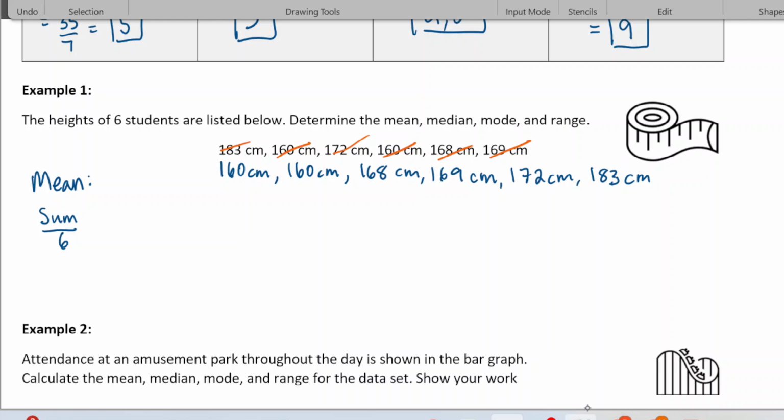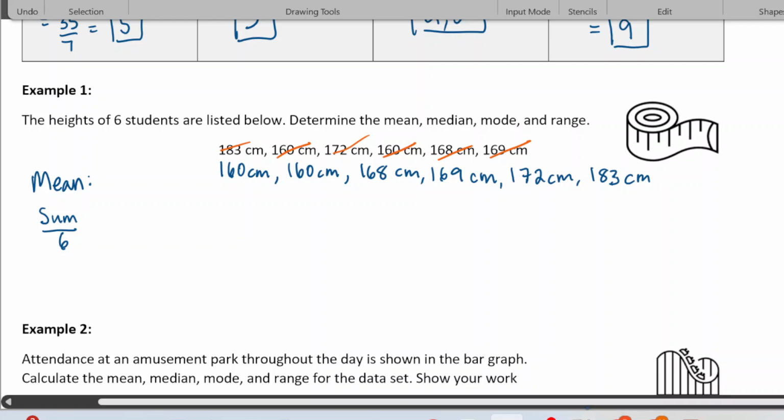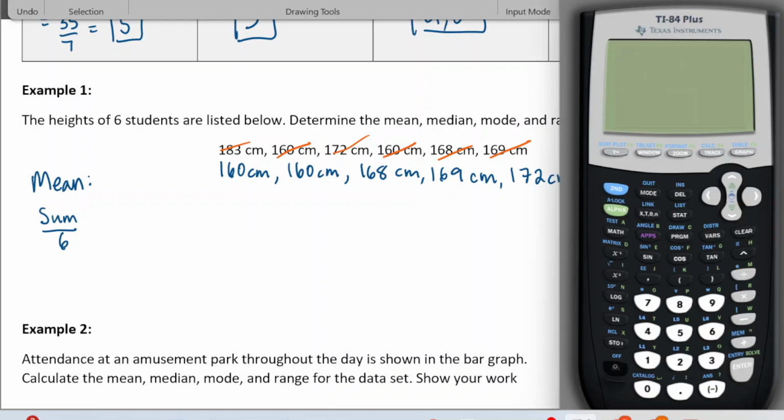So I've already calculated the sum. If you add up all of these numbers, let's just do it again just to make sure I've got the right answer. I'm going to get my calculator here. 160. I'm just going to times that by 2 because there's 2 of them. Plus 168 plus 169 plus 172. I get 829, and when I divide that by 6, I get 130.